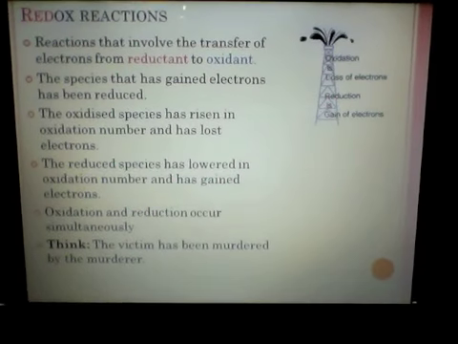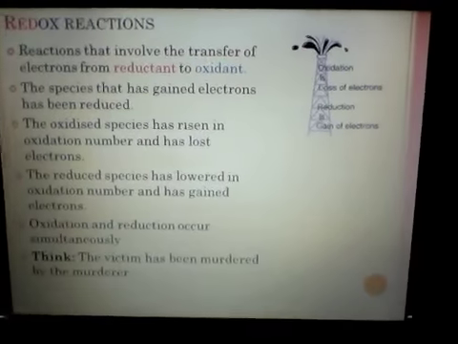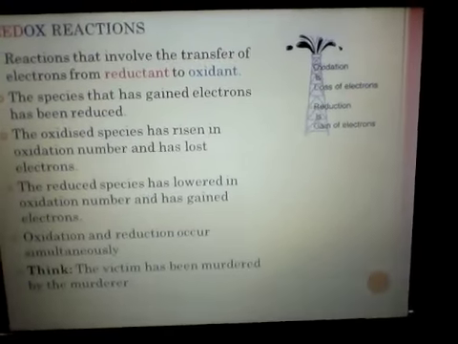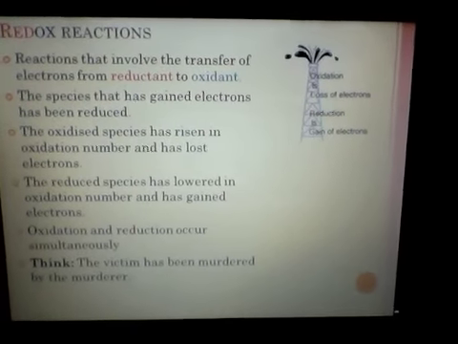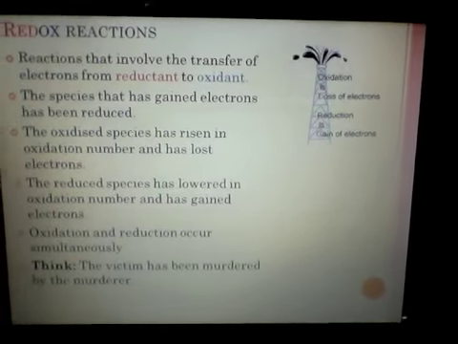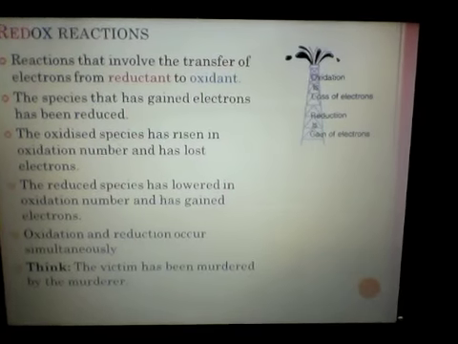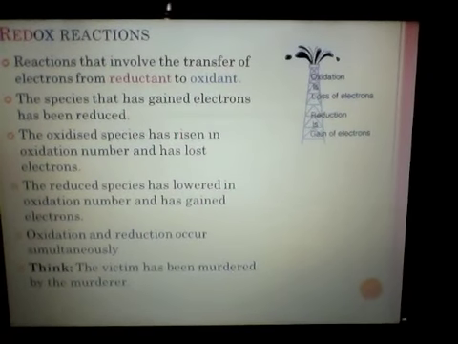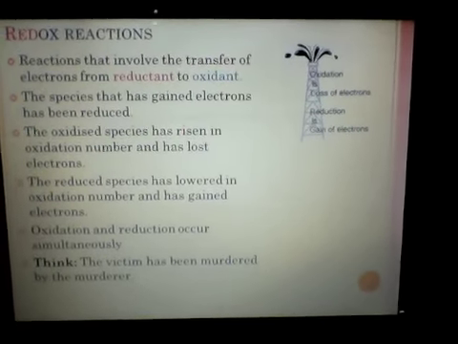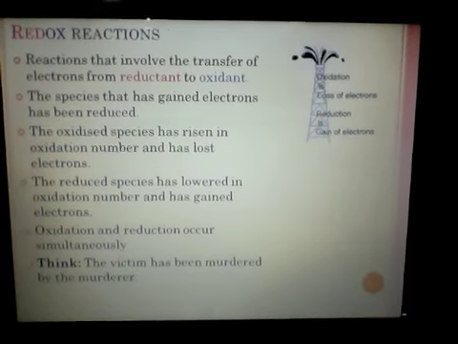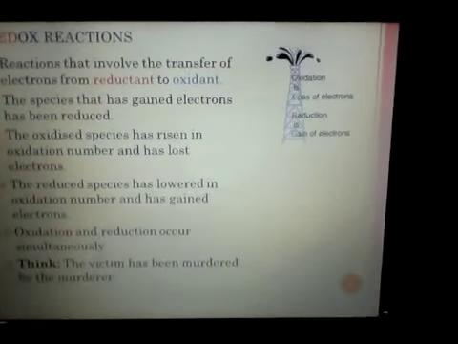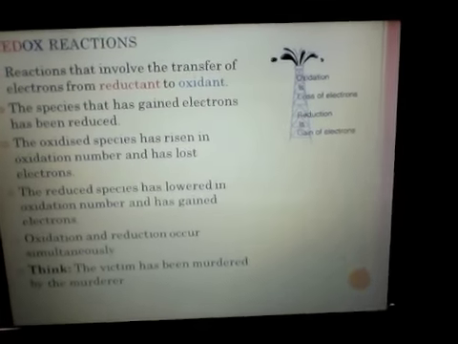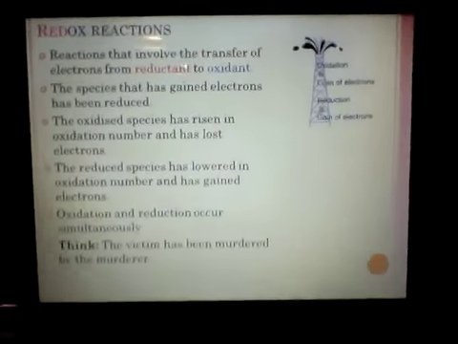Think about this. This is the way I think about it. The oxidant itself has been reduced, but it has oxidized others. The victim has been murdered by the murderer. Right? The murderer is a murderer because it murders others, and the victim itself has been murdered. Are you laughing? Okay, next slide.